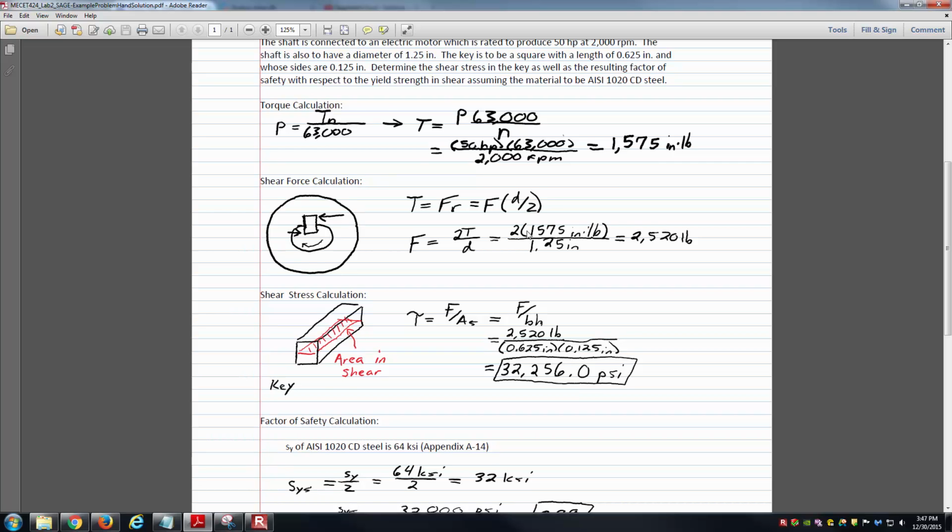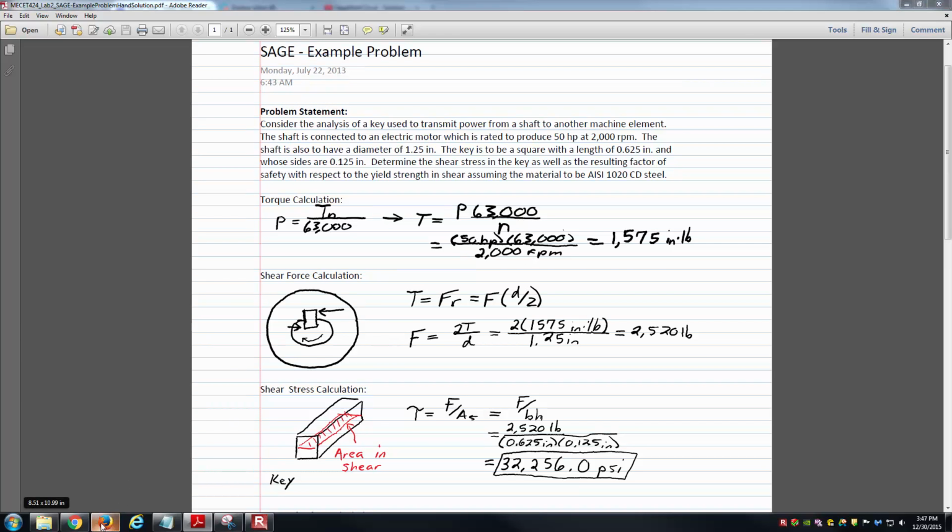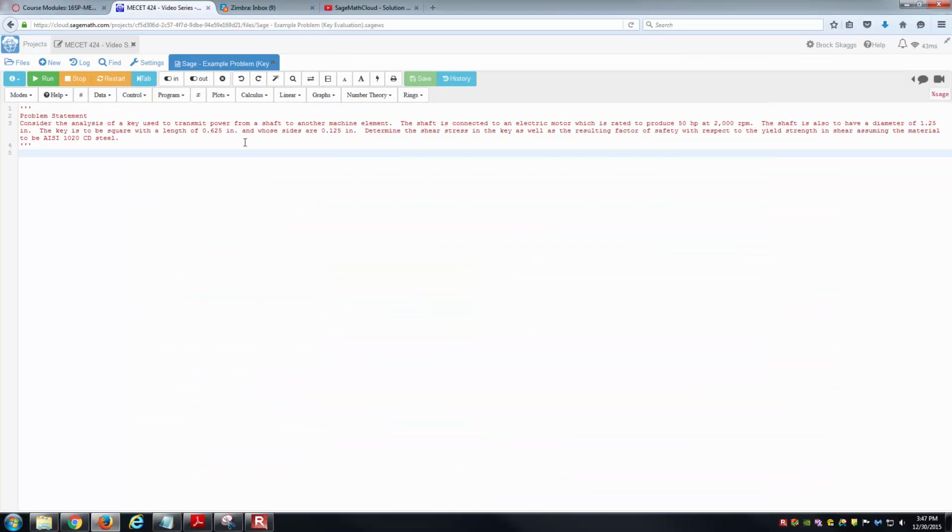But what if we wanted to actually solve this using Sage? How would that work out? That's what we'll do next. I've got a worksheet open here, and all I've done is create a multi-line comment in order to write the problem statement out.